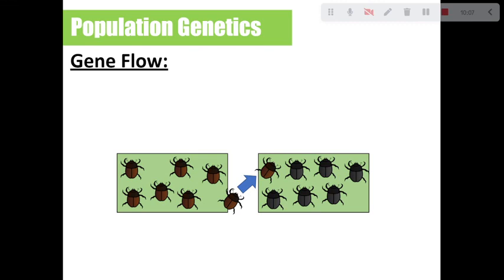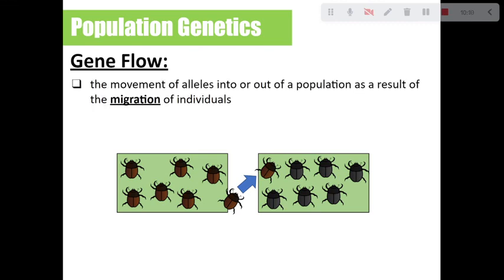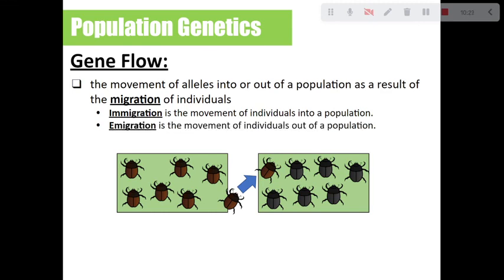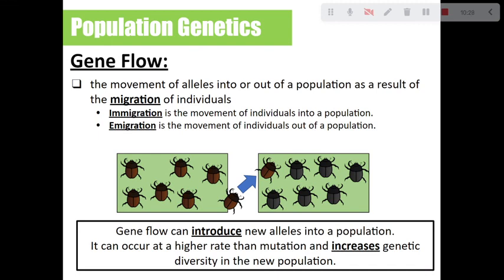Next, let's talk about gene flow. So, this is the movement of alleles into or out of a population as a result of the migration of individuals. So, immigration is the movement of individuals into a population. Emigration is the movement of individuals out of a population. So, gene flow can introduce new alleles into a population, and it can occur at a higher rate than mutation and increases genetic diversity in the new population.